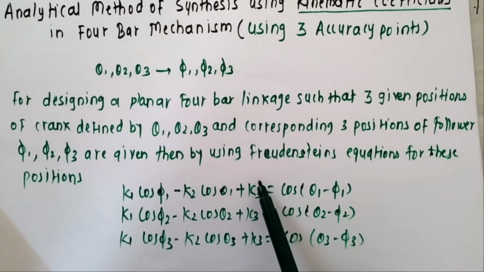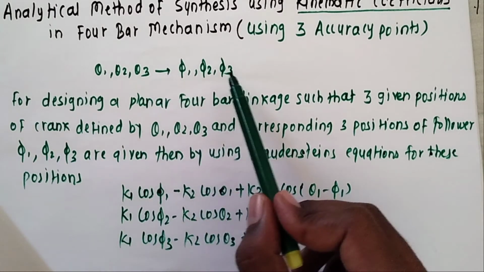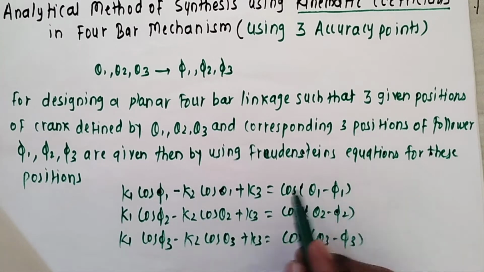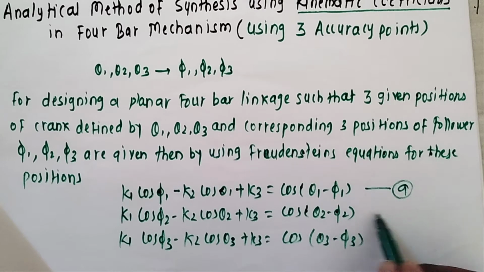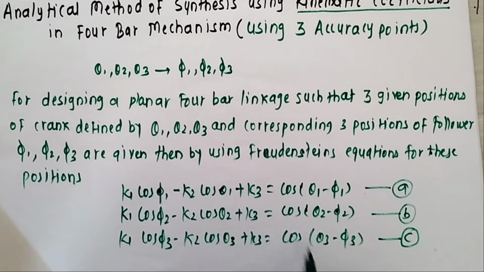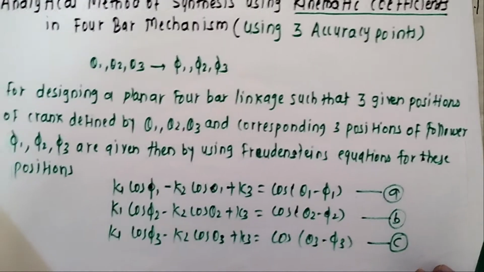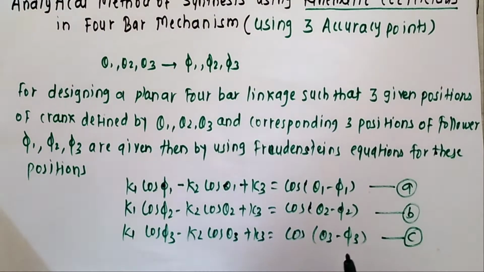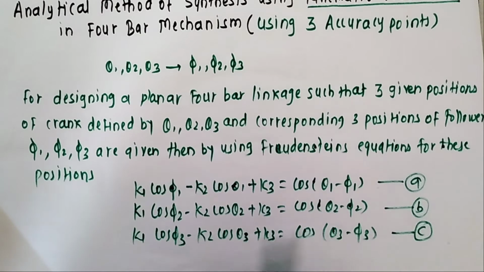Then for dimensional synthesis, we can use the Freudenstein equation for these three positions, and you can write it as, let's say, equation number A, this one is B, and equation number C. Then if you solve this, we get K1, K2, K3, and further by using the formulas of K1, K2, K3, we can find out the dimensions of the link lengths. That method we already saw.